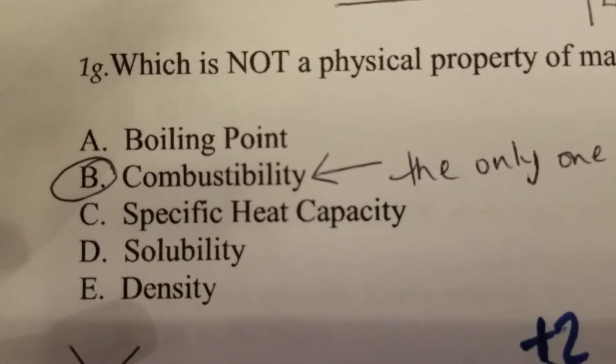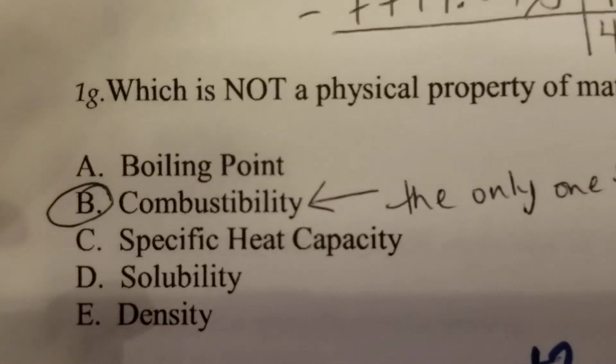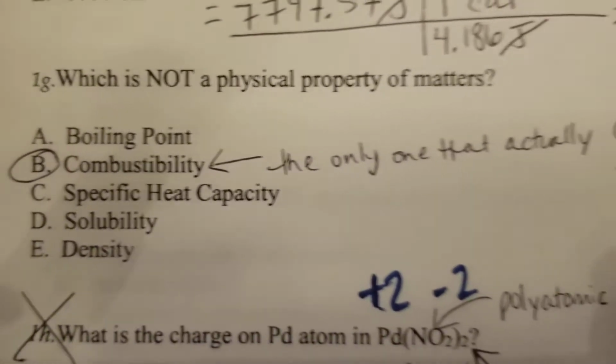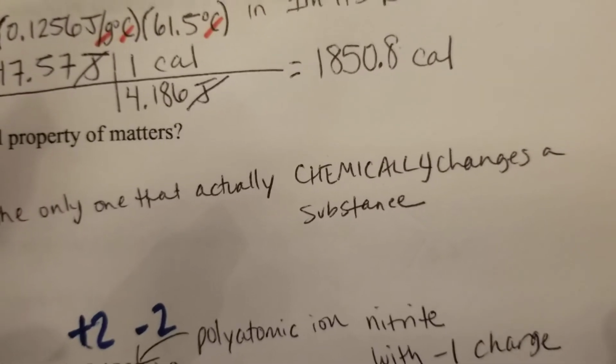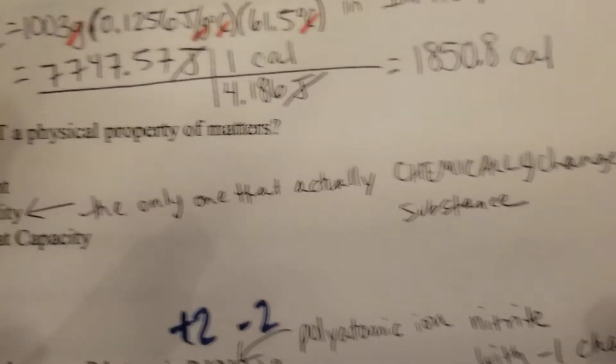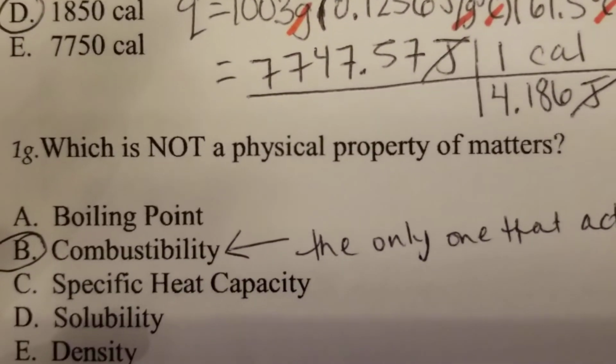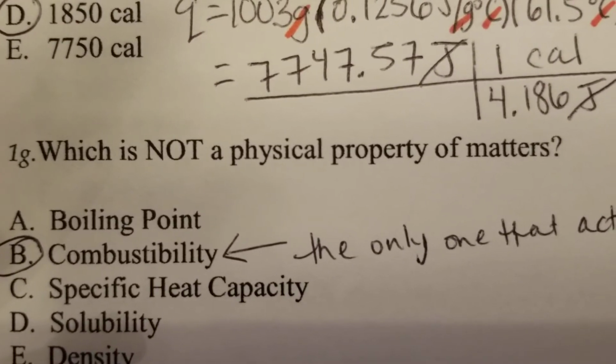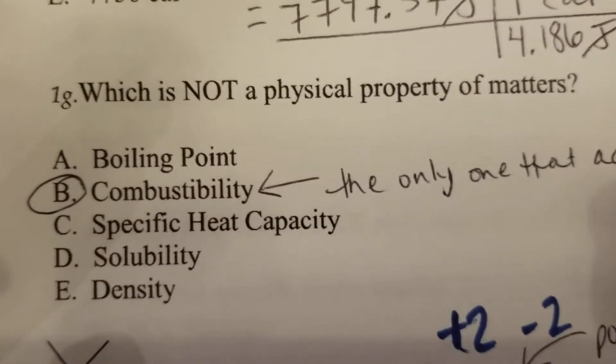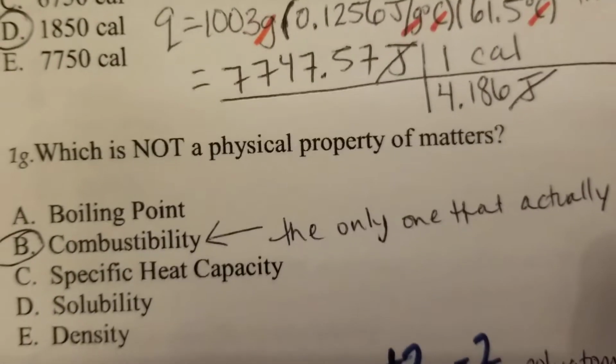So the reason it's letter B is because to combust means to burn or explode, and that means that it's actually going to chemically change a substance. And it's asking about which one is not a physical property. So the rest are physical properties. Okay, and that's the letter G.